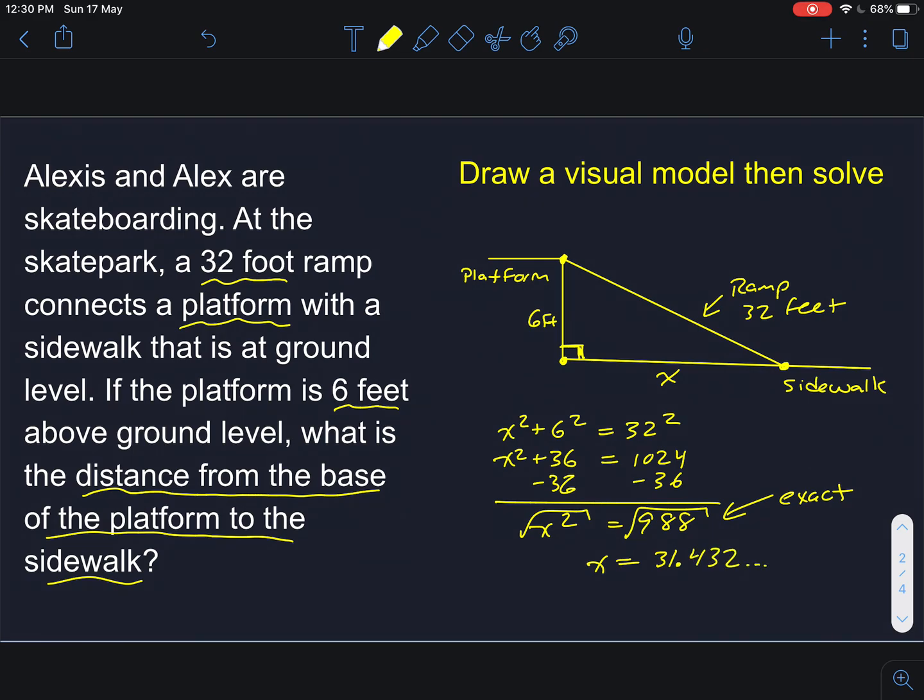It's an irrational number. And again, frequently people will ask, well, how accurate do I need to be? If it doesn't tell you in the directions, usually I think a safe bet is to the hundredths place. And with a problem like this, you always want to finish by writing your answer in a complete sentence. So I would say the base of the platform is 31.43 feet from, I'll squeeze it in here, the sidewalk.